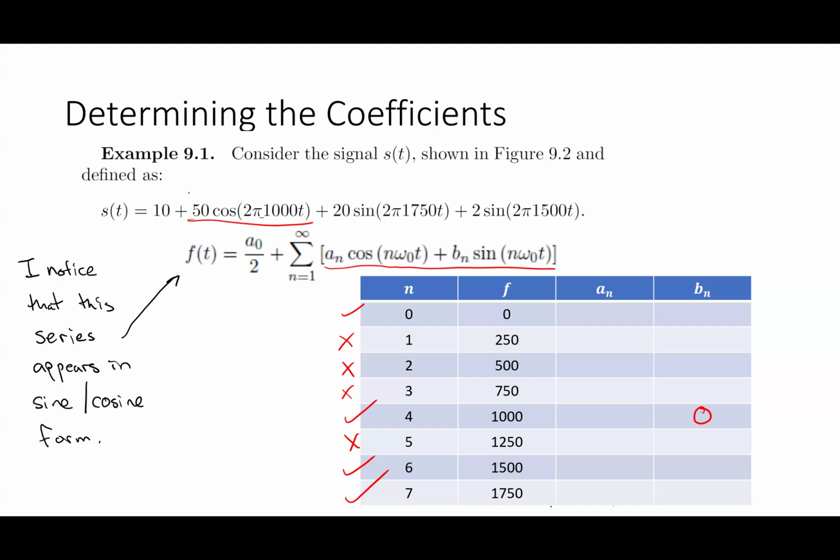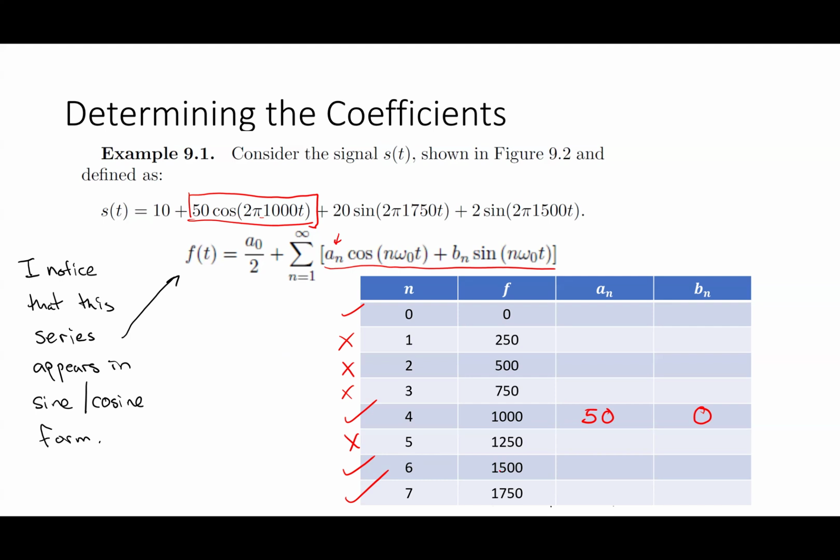Looking at this waveform, this is the value, the cosine that I have at the fourth harmonic. What would A sub 4, this amplitude, be? 50. That would be 50. Now, what's the next one I have?